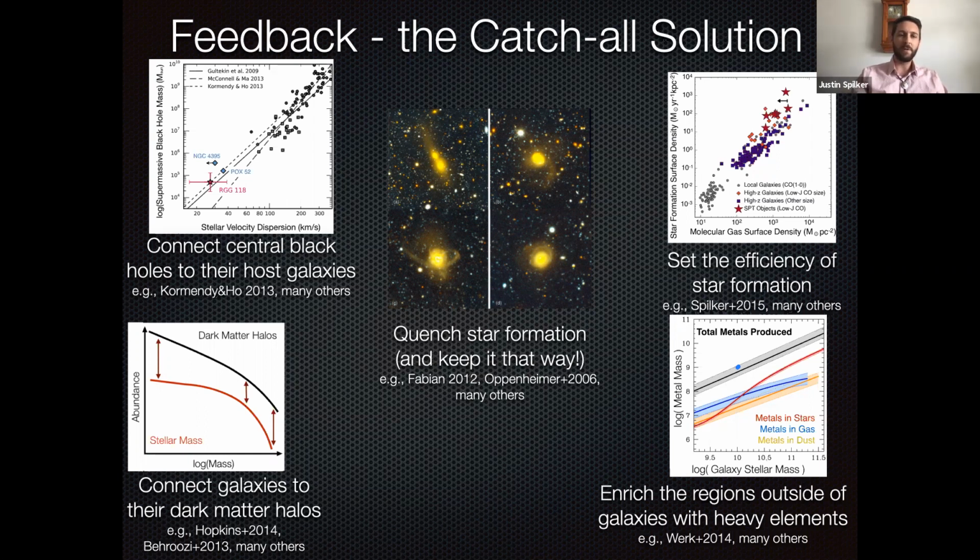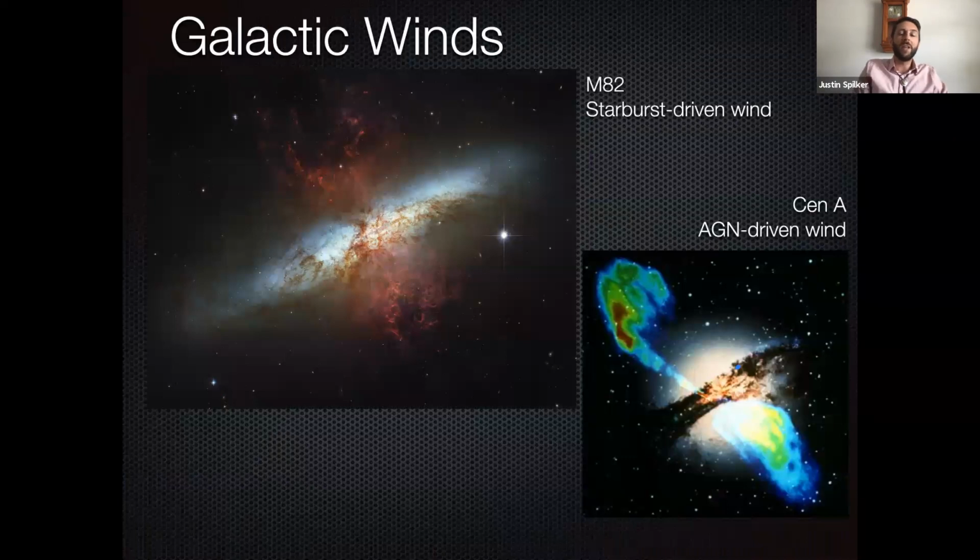But as an observer, I want to spend most of today talking about one of the most extreme and most visible, in my opinion one of the coolest ways that feedback manifests, and that's through galactic winds. We know now that almost all galaxies, at least in the nearby universe, show evidence of these galactic winds. It doesn't matter if they're star-forming galaxies or AGN, we tend to find outflows. For example, here on the left is an image of M82. This is the prototypical starburst-driven wind, where there's a starburst happening in the nuclear regions of this galaxy, and that's resulting in a lot of different material being blown out along the minor axis of this galaxy.